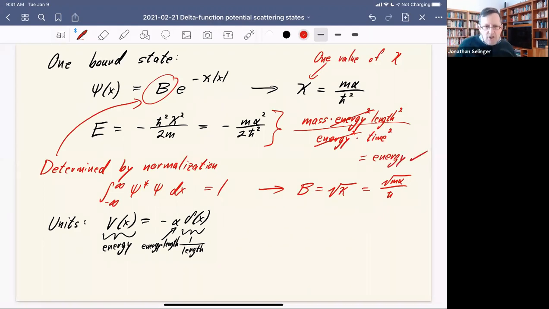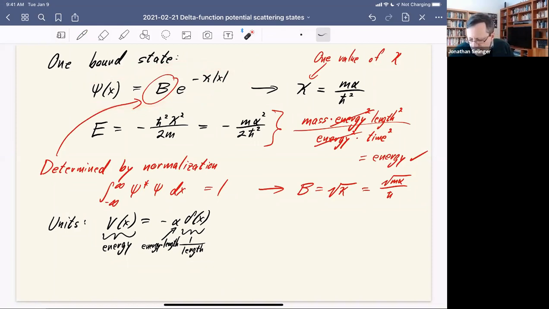Oh, good. So that works. Okay. So it tells us that the bound state, the one and only bound state, has a particular negative energy relative to 0. 0 is the energy for the particle to escape to infinity. So it has less energy than that. And then it has a particular wave function. And the wave function is this thing up there.